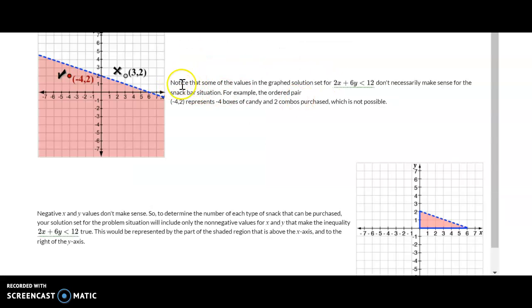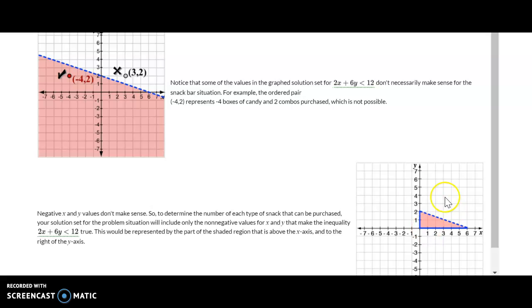For this example with the snacks, all right, you'll notice that some of the values that were graphed as solutions don't make sense. All right, -4, 2, for example, there's no such thing as -4 boxes of candy. You wouldn't be able to use that, so it's not possible. So in this situation where we're only talking about candy and combos of whatever at the movie theater, we would only use this small area here because our x and our y are positive. So the boxes of candy and the combos can only be positive. So you would only use this corner to find your solutions. But it's still shaded area, inside the shaded area.